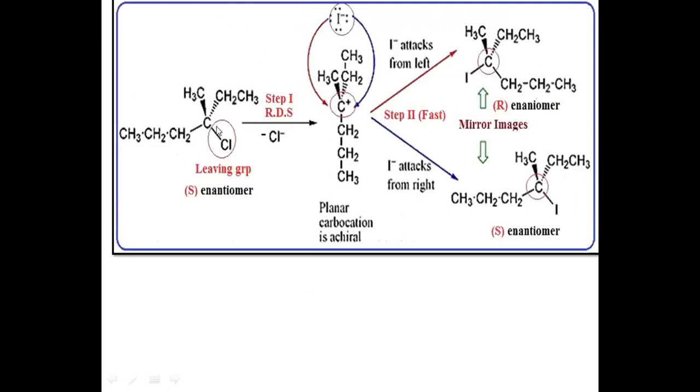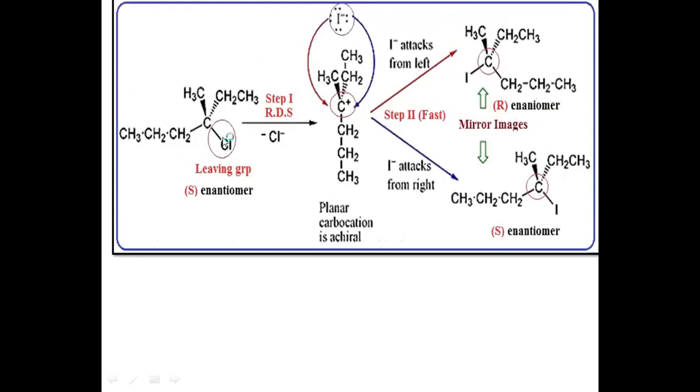So if I take an example now, here we have a chiral center over here. What is a chiral center? A carbon attached to four different groups. You can see here it's attached to methyl, ethyl, n-propyl and Cl. Now we know that Cl is a leaving group for us, so obviously this is going to depart. Let's say this is the S enantiomer. How do you find this out?